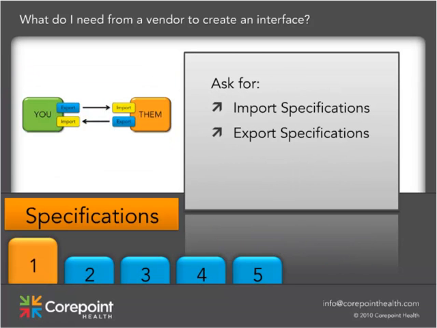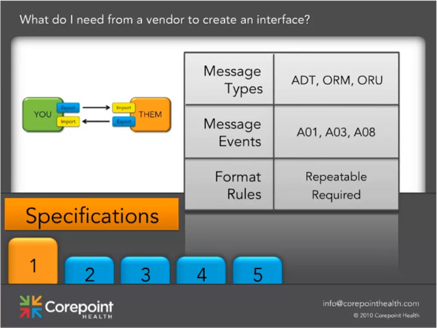You should start by asking the vendor to send you their system's inbound and outbound specifications. The quality of specs varies greatly, but at a minimum they should include all the message types and message events, and list the order of segments, if they're repeatable, and if they're required.